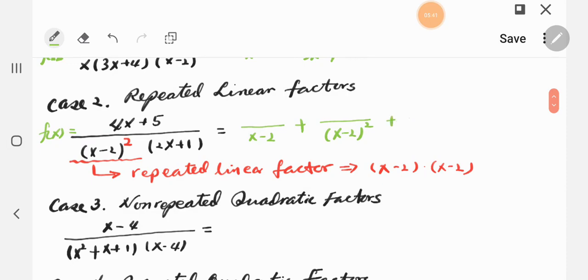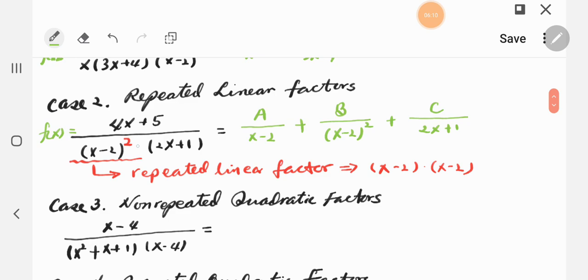And the third part is 2x plus 1. So we can have three fractions in this case. Since the factors are linear, the numerator is a constant. For the second part, the numerator is another constant, let's say b. And the third one is c.